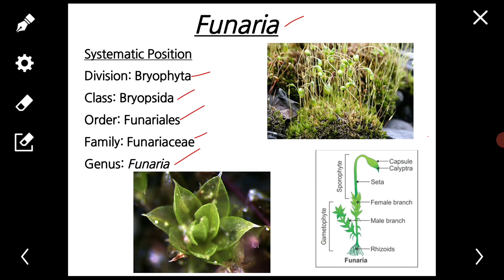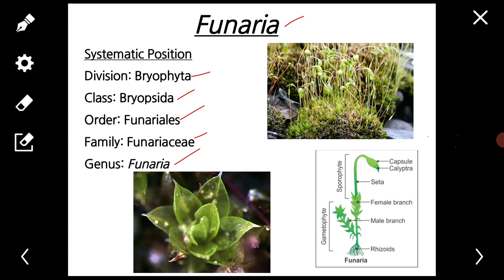It grows on moist sandy places such as damp soil, moist rocks, sandy banks, and sometimes on tree trunks and on moist walls. The most common species of Funaria is Funaria hygrometrica, which grows commonly in the hills in closed tufts on moist grounds, walls, rocks, and crevices.